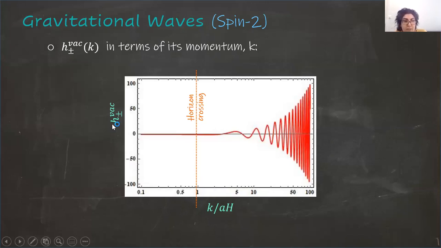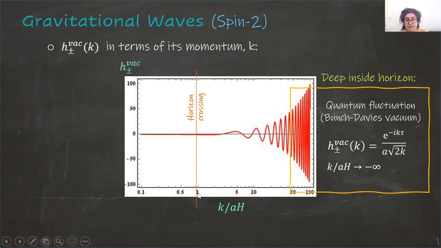And so here, for example, we have this h plus-minus in terms of their momentum. If you plot them, you will see that they have this structure. This orange line is the point of horizon crossing. So imagine that you have a gravitational wave mode with momentum k. Because of the exponential expansion of the universe, you're stretching the wavelength of your mode, and at some point it will get out of the horizon, and this orange line is basically the point of crossing the horizon.